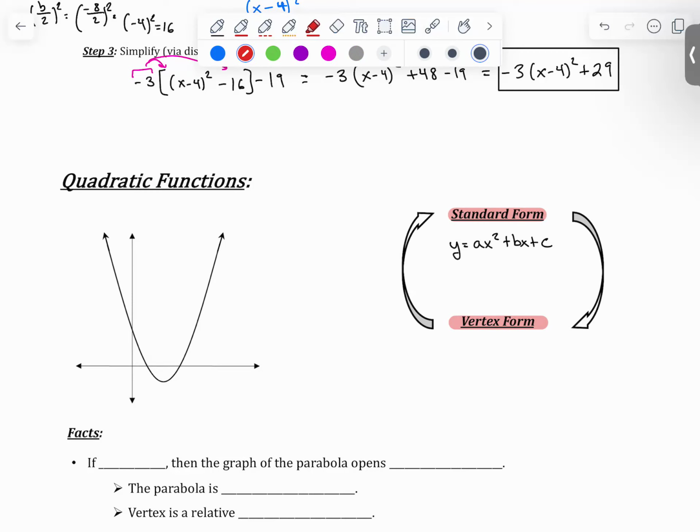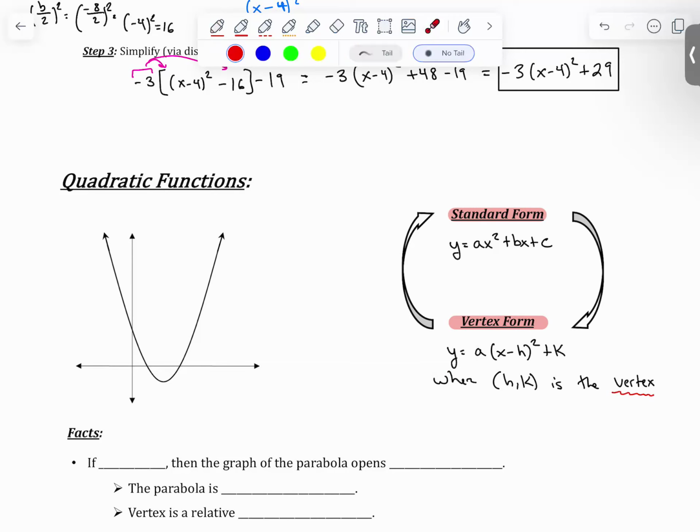But the other form is vertex form, which is y equals a times the quantity x minus h squared plus k, where h comma k is the vertex. I'm going to underline vertex here. Key thing of note is that this a here is the same a. I have completed the square on this thing to get it in this format. So both of these a's are synonymous.